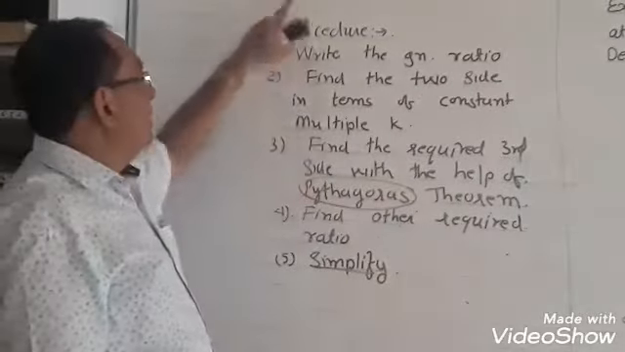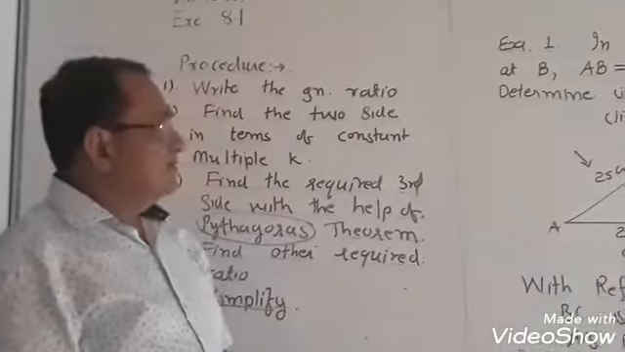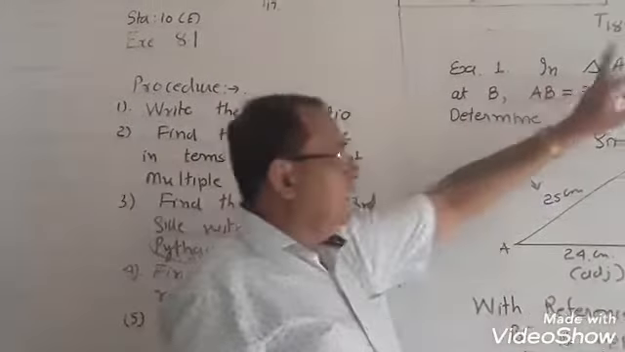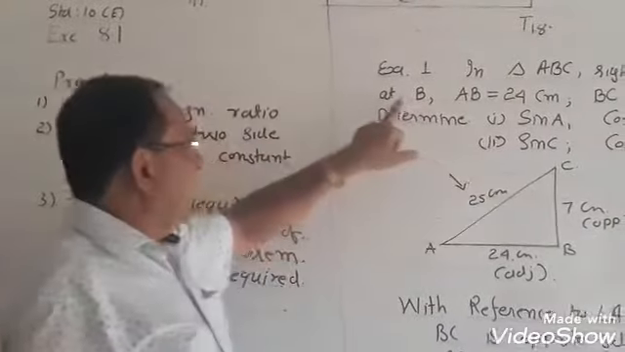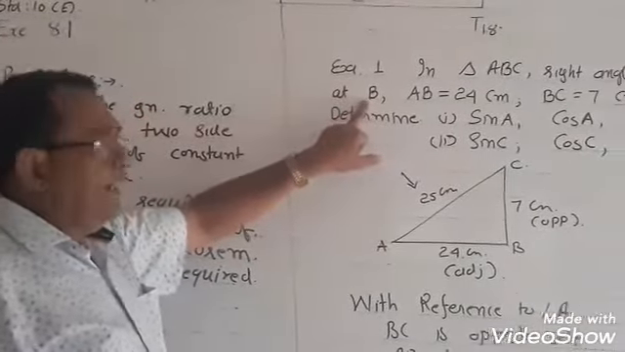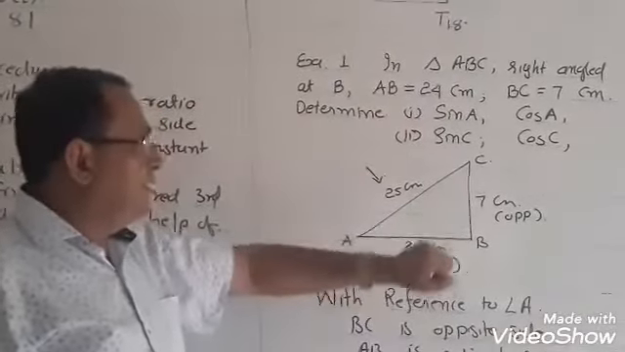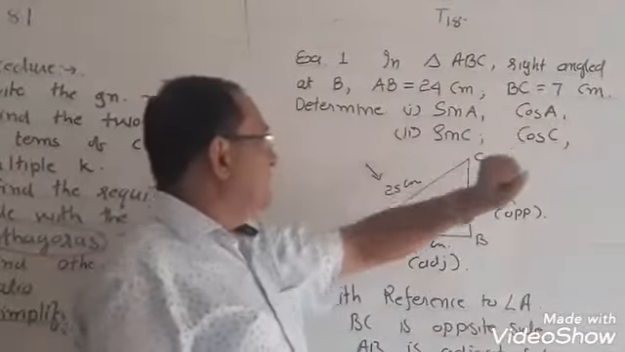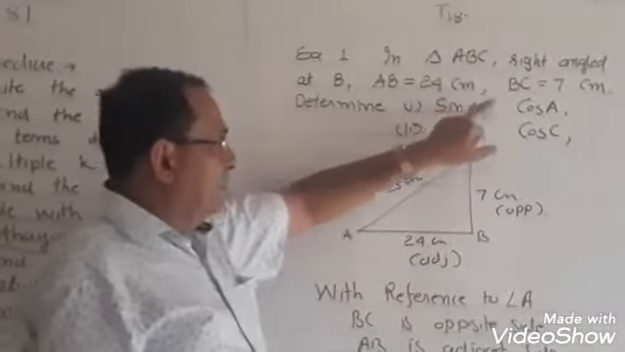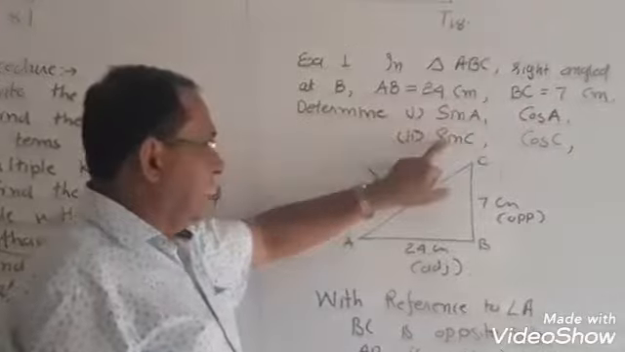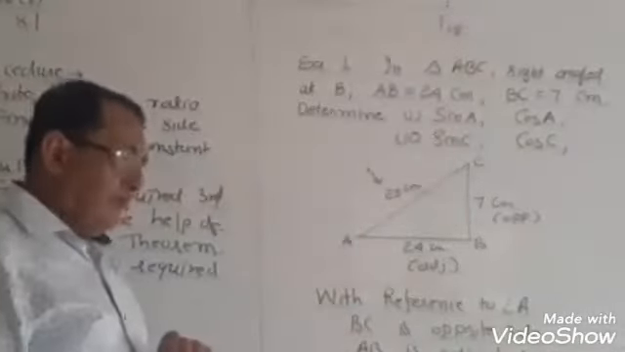Exercise number 8.1, example number 1. In triangle ABC, right angle at B. AB is 24 centimeter, BC is 7 centimeter. Determine sin A, cos A, sin C, cos C. We have to find four ratios. Clear?